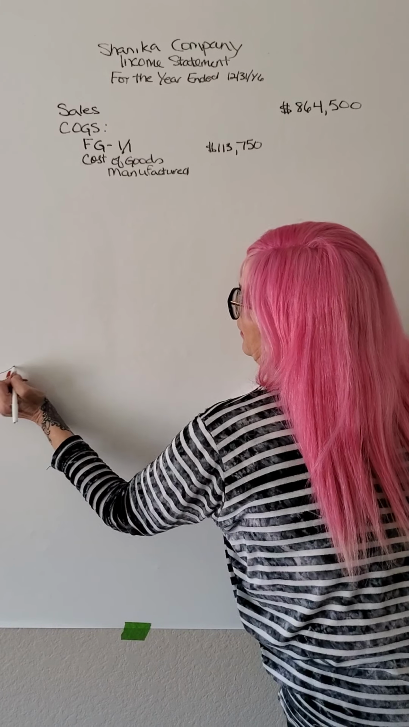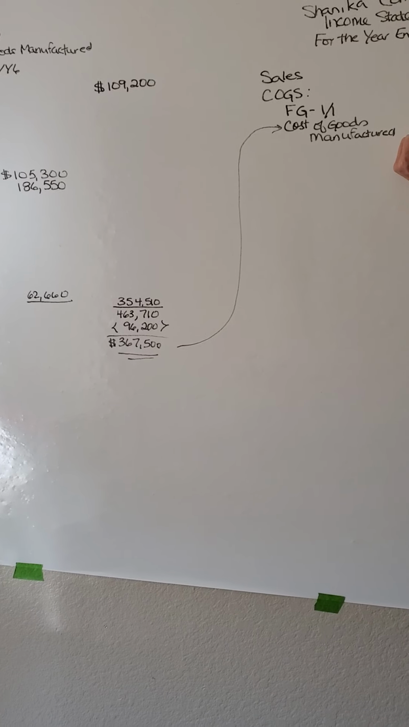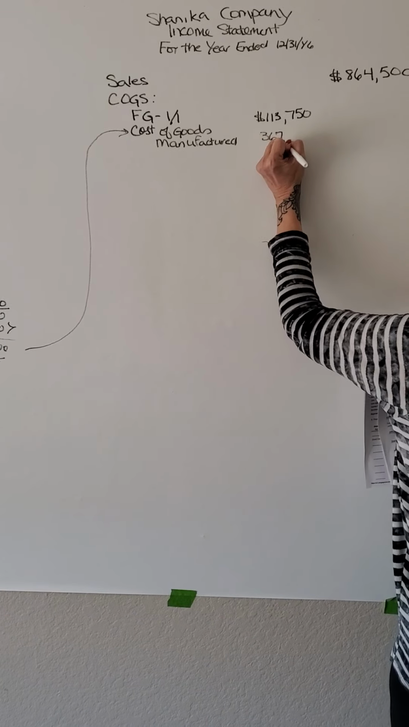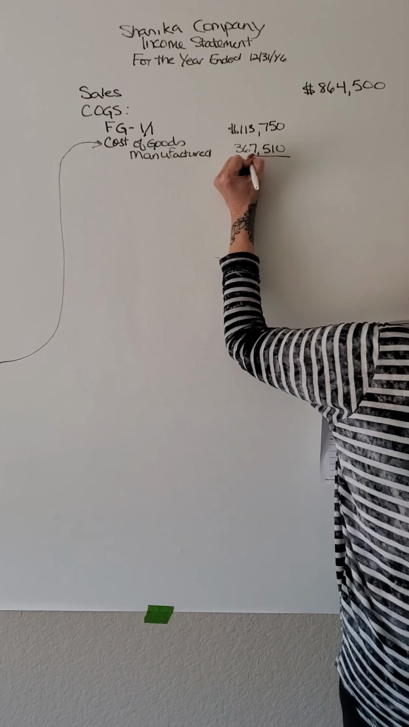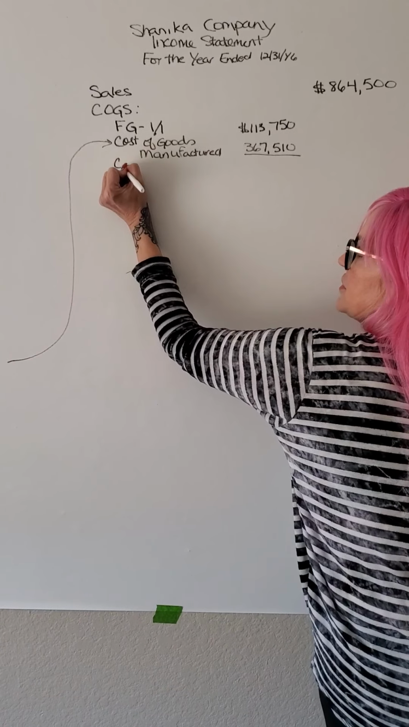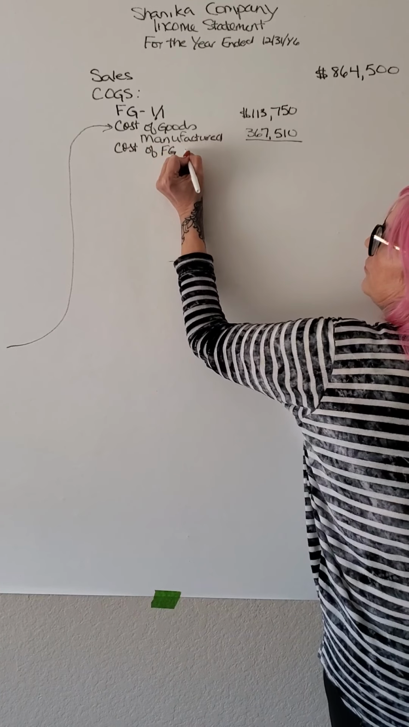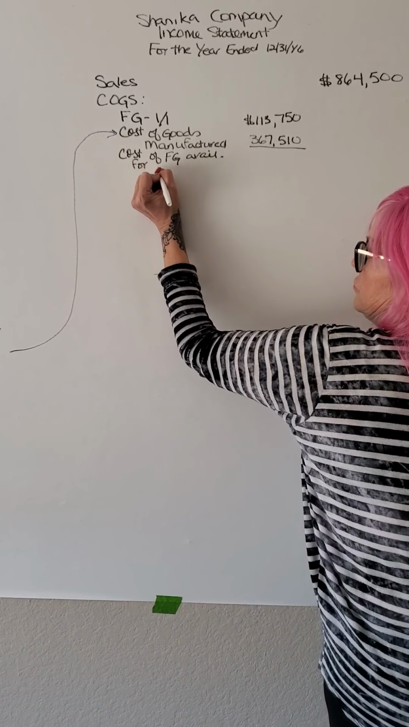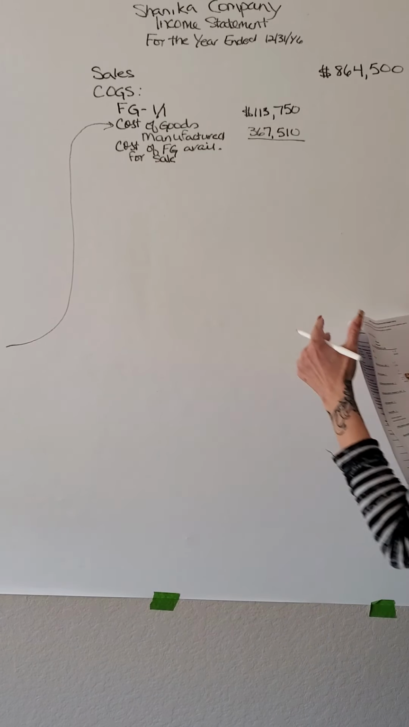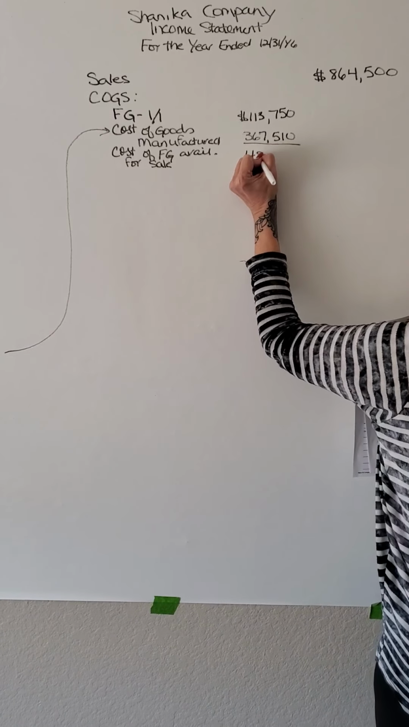So you're going to take this and you're going to input that there. That's the $367,510. We're going to add those two together, and that's going to give us the cost of finished goods available for sale. So when we add those two together, that comes to $481,260.